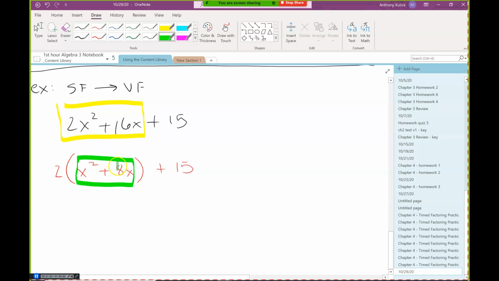Now if I look at this piece, the part that I need to consider is the 8. So I need to take 8, divide it by 2, and square it. So that should be 16. Everybody okay there? Now here's the tricky part. So I'm going to put a plus 16 and a minus 16 in here. Where do they need to go? Inside the parentheses or outside the parentheses?